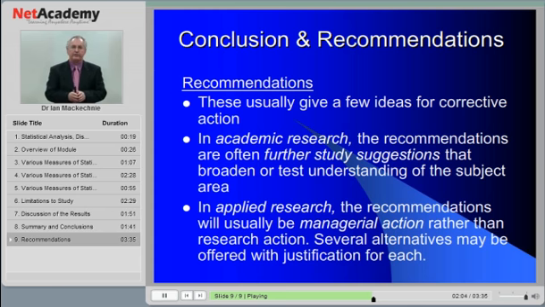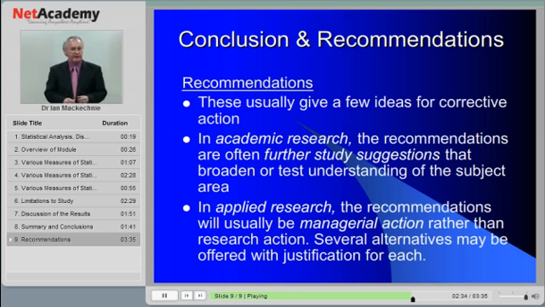Whereas in applied research, where managerial action is required as a result of our research, the recommendation section will be recommendations for managerial action. In other words, what needs to be done, what needs to be changed that can help and assist the company in solving the particular problem that you've looked at.